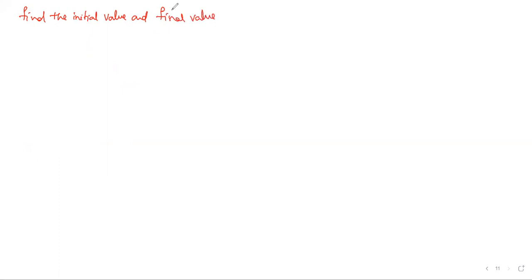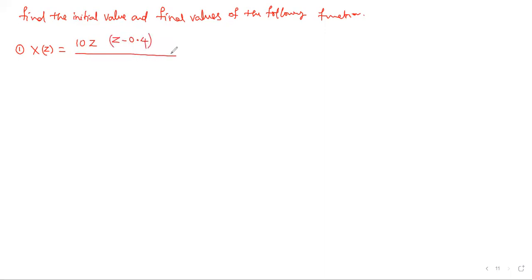The question may look difficult, but it is very easy. Find the initial and final values of the following function. Let me take one more. X of z is equal to 10 into z into z minus 0.4 divided by z minus 0.5 into z minus 0.3.